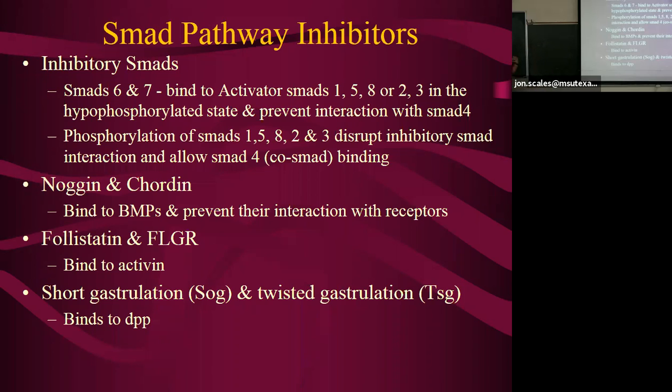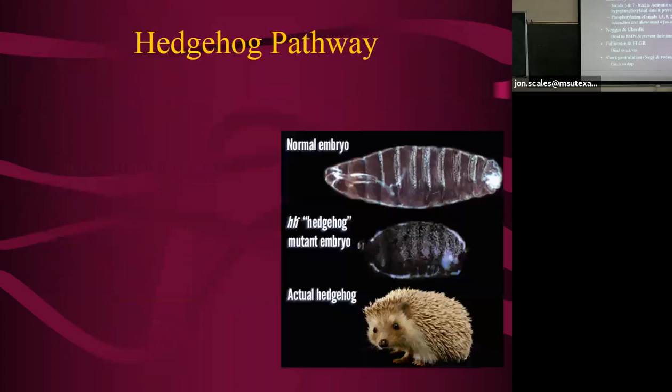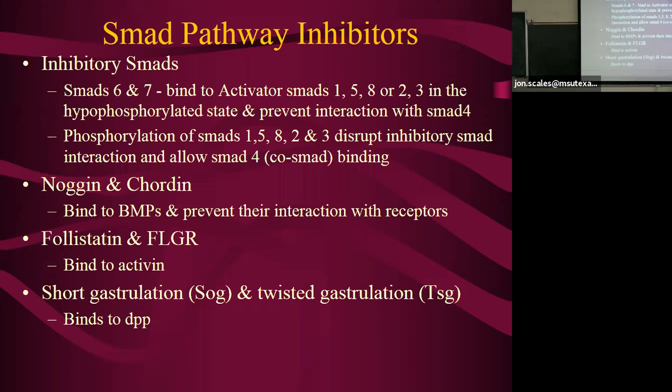So that's one of the major ways of regulating this pathway, to eliminate interaction with the ligand. We'll meet some of these players as we go into frog development, but bottom line is they're all working the same way. They're binding to the ligands, preventing the ligand from activating the receptor, which then prevents the whole cascade. All right, any questions on SMADs?